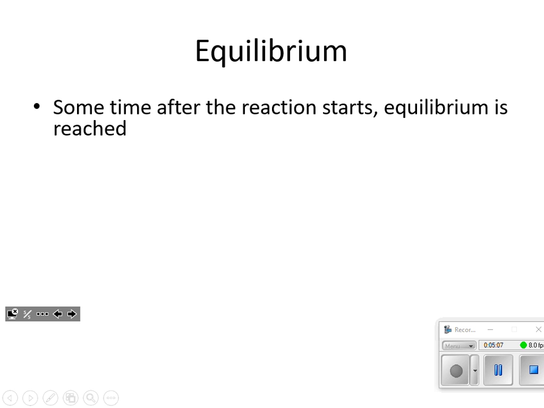In a normal reaction, the end of it is when you run out of reactants. That's what I stated on the first slide. An equilibrium reaction will never run out of reactant or product because reactants are constantly making products, but then, oh wait, products are constantly making reactants.